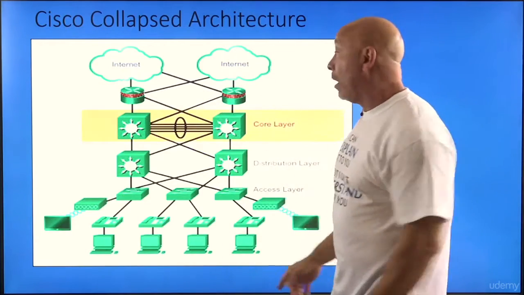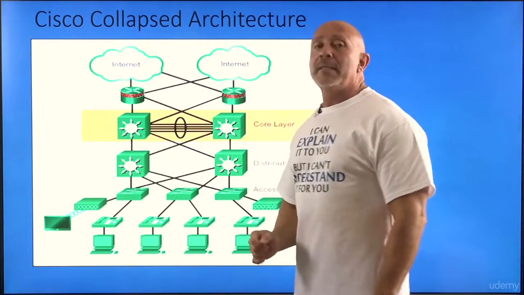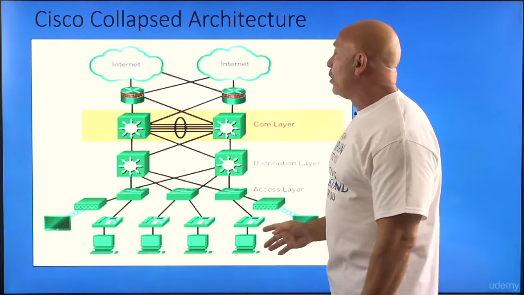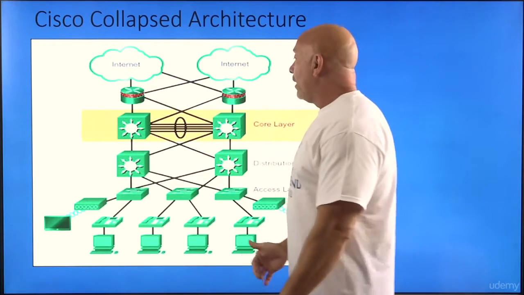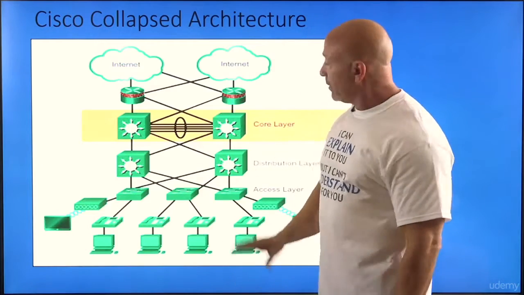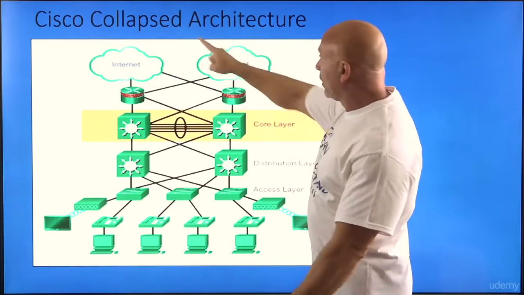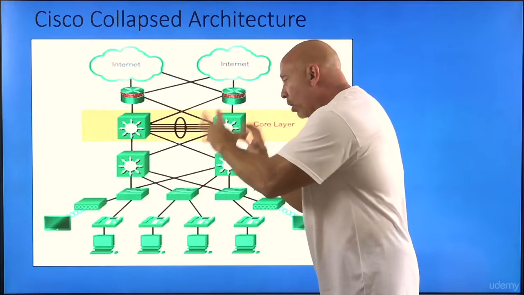I can tell you this right now. You see all this amount of redundancy? Yeah, that redundancy, it's not going to happen in the real world because they're not going to pay for it. All right, but for your examination, know that this is the core layer for the collapsed architecture, your hardcore routers.